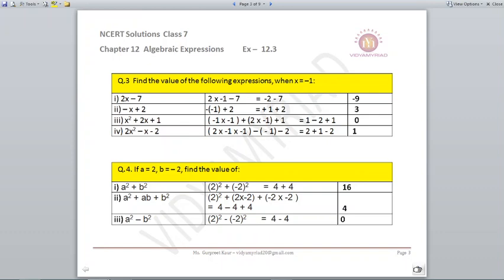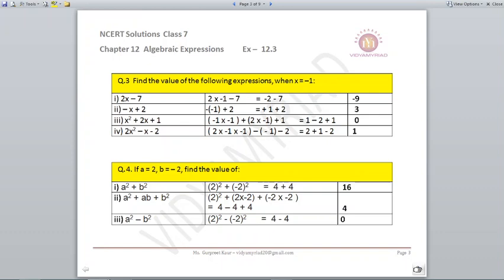Now you are given minus x already. So I have written minus. Inside the bracket I have written minus 1, then plus 2. What is minus into minus? Plus. So plus 1 plus 2 gives you 3. Next, x square plus 2x plus 1. So x square means minus 1 into minus 1. 2x means 2 into minus 1 and plus 1. What is 1 into 1? 1. The sign will be plus. Why? Minus and minus, I told you it is even here.